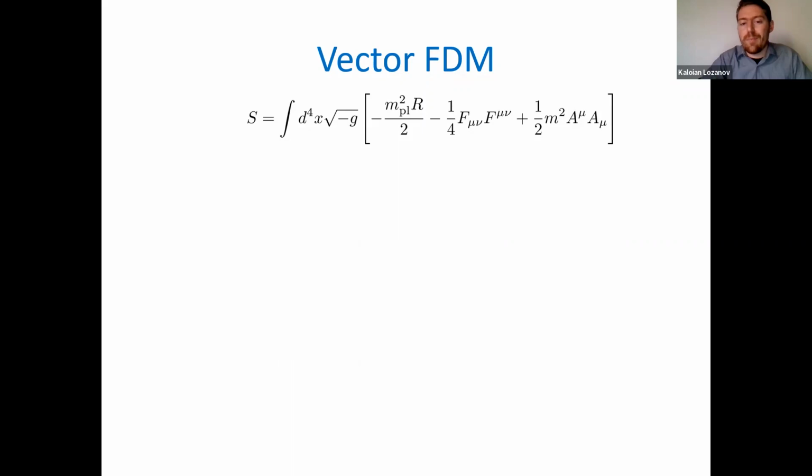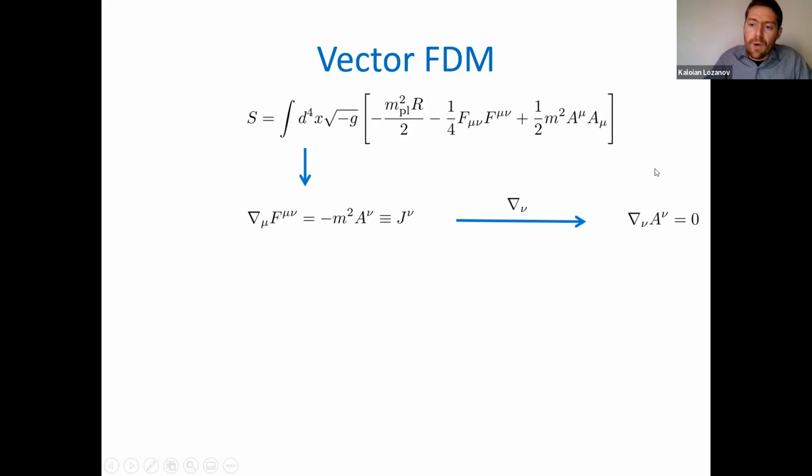Again, we start from the classical equation of motion, which can be used to define a conserved quantity. The application of the covariant derivative then gives us an additional equation. One can think of this second equation as a constraint on the solutions to the classical equation of motion. So now we have to solve this system of two equations.